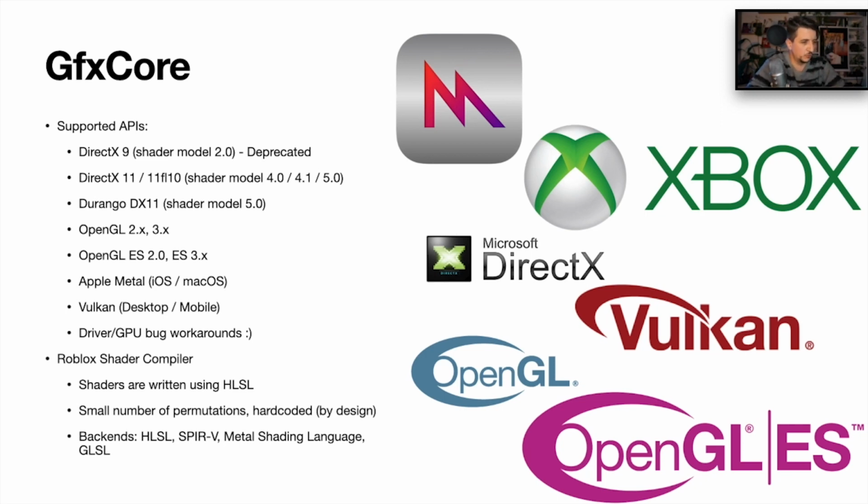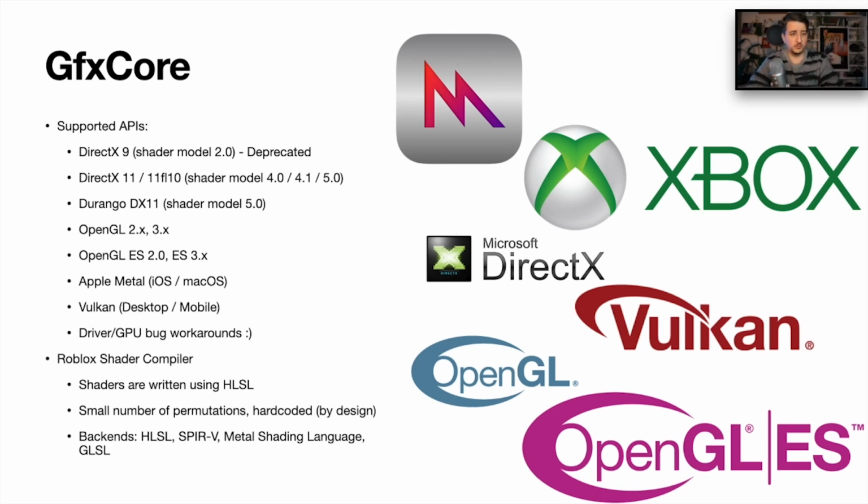And we have, of course, our own transpiler for shaders. So shaders are all written using HLSL. We control the number of shaders that we generate. We don't allow things to wildly permutate. And then our shader compiler has backends that output optimized HLSL, SPIR-V, Metal, and GLSL based on the platform.